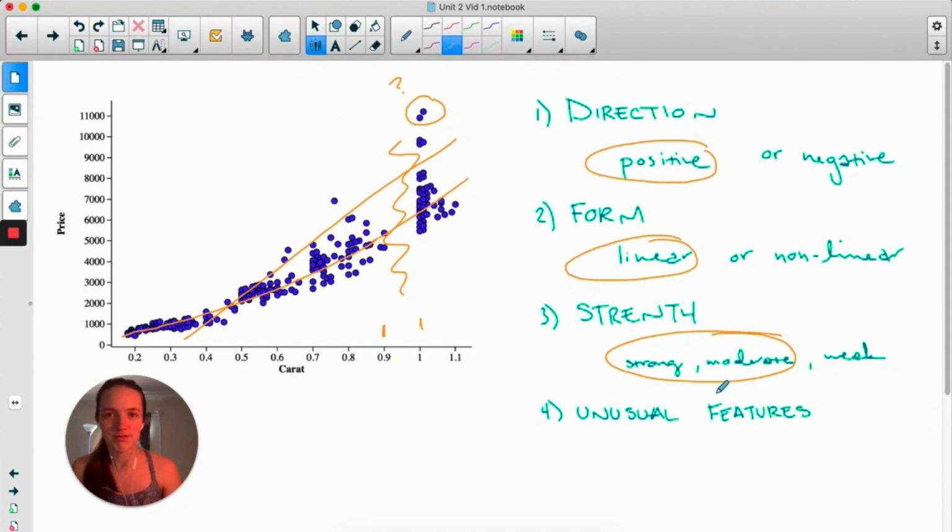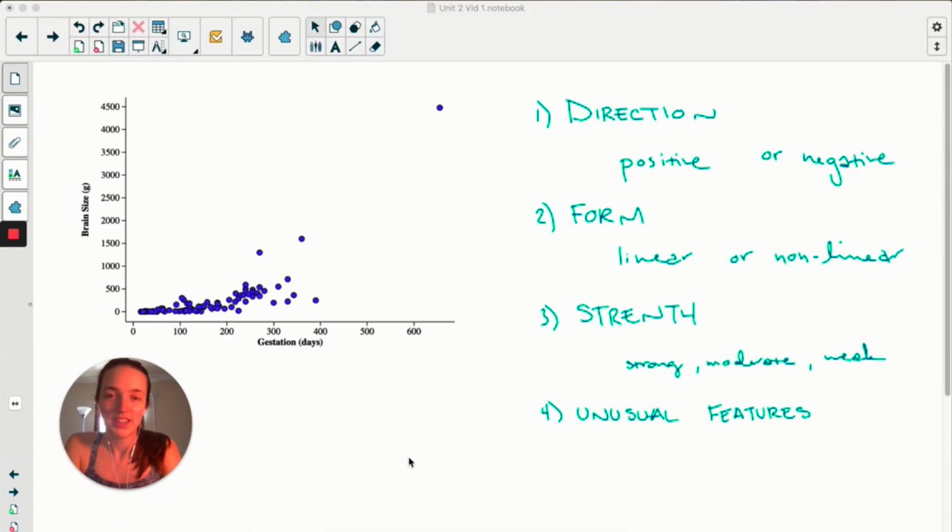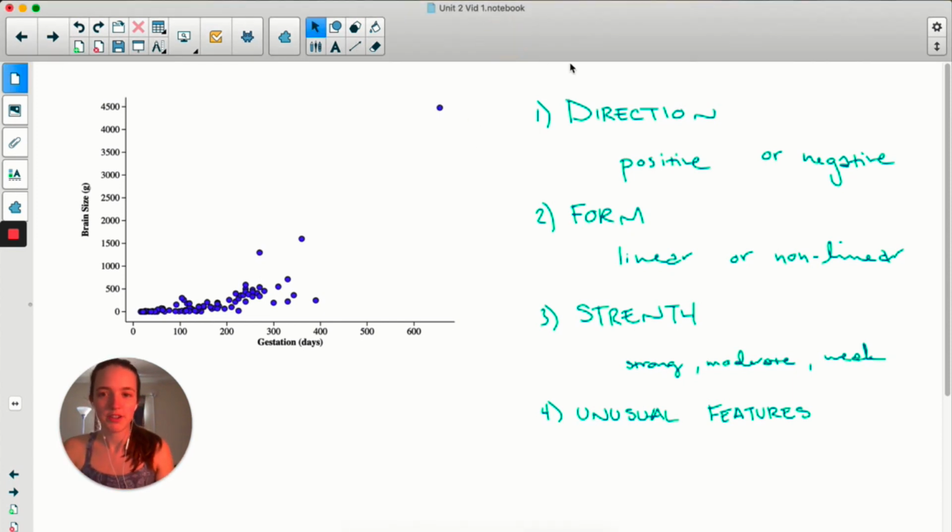You're just describing. Okay, now for this one, I used the tab, I think it's called mammals or something, but it's got the gestation period, basically how long the pregnancies last for each mammal, and then brain size. And in case you're curious, this is an elephant that has that massive brain. Makes sense. Okay, direction. The direction definitely seems positive. The longer the pregnancy, the bigger the brain in general.